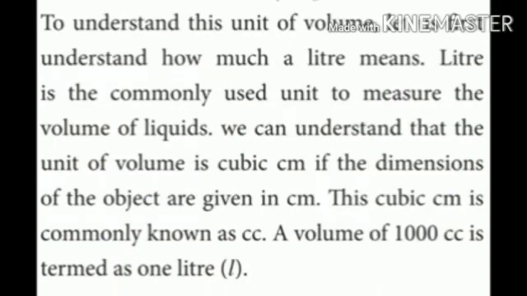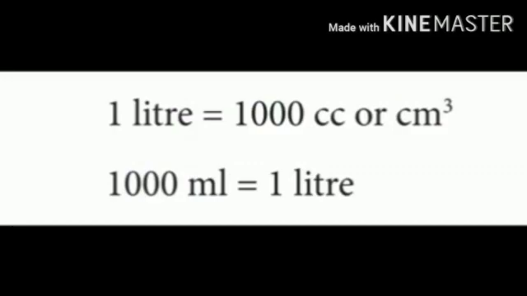Children, let us first understand how much a liter means. Liter is the commonly used unit to measure the volume of liquids. We can understand that the unit of volume is cubic centimeter if the dimensions of the objects are given in centimeter. This cubic centimeter is commonly known as cc. A volume of 1000 cc is termed as 1 liter. 1 liter equals 1000 cc or centimeter cube. 1000 ml equals 1 liter.